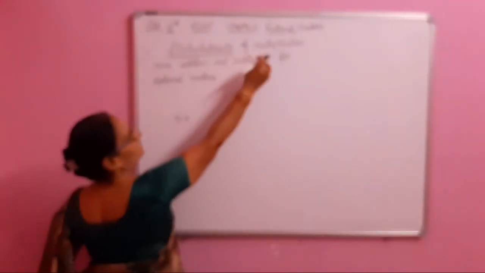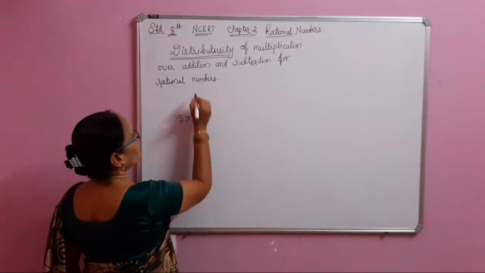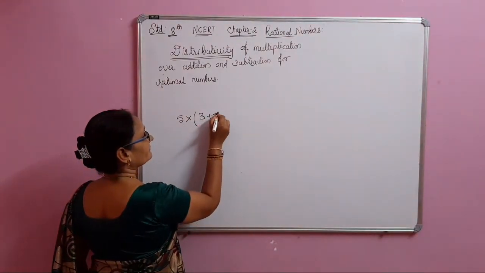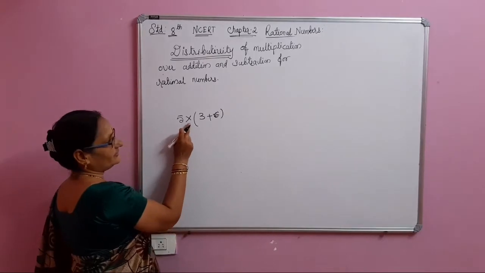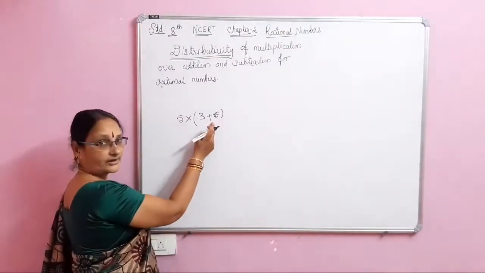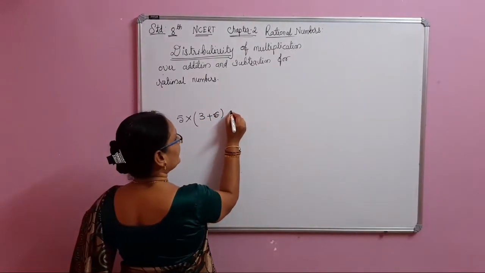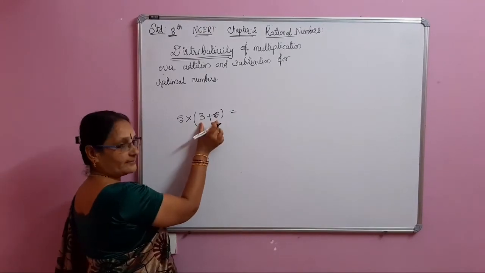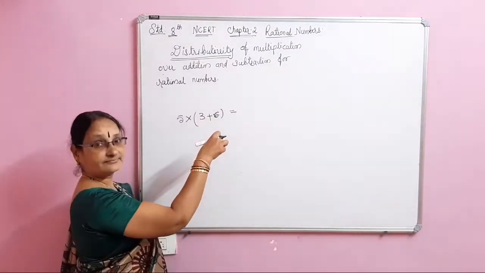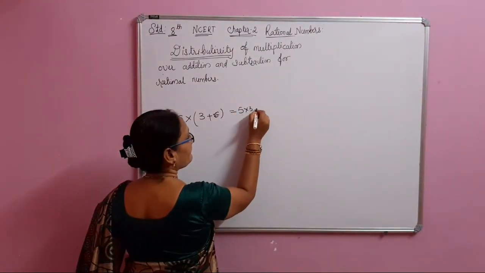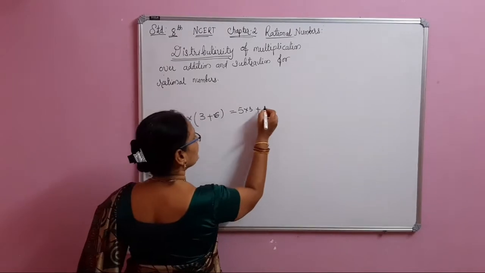See, 5 into (3 plus 6). This is distributivity of multiplication over addition. How does it work? Now this is equal to, the multiplication applies to both of the numbers inside the bracket. So 5 into 3 plus 5 into 6.